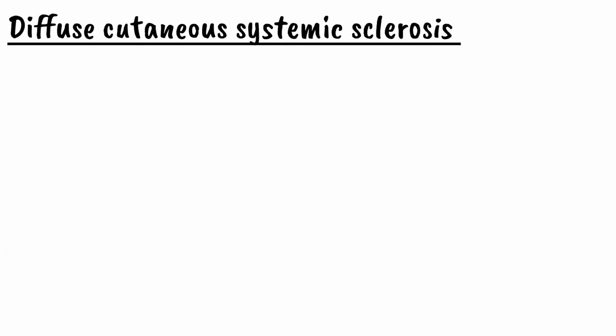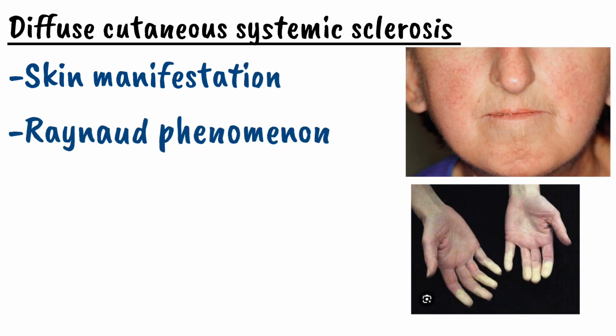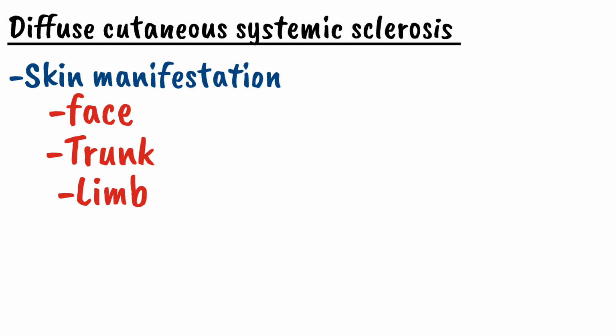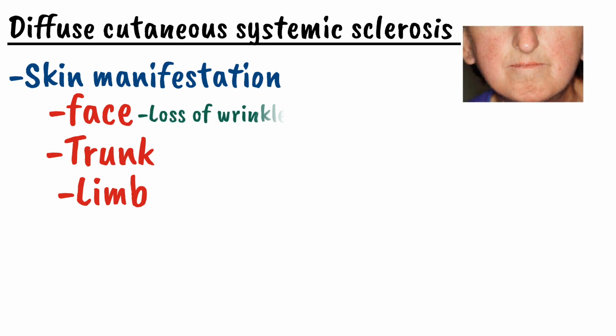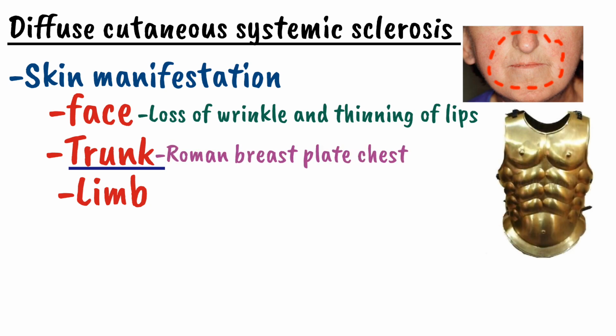In diffuse cutaneous systemic sclerosis, there will be skin manifestation which will be later followed by Raynaud phenomenon. What are the skin manifestations? In the skin manifestation, it will primarily involve the face, trunk and limb. In face, it will cause a thickening of the skin which will lead to a loss of wrinkles and thinning of lips. In trunk, there will be a thickening of chest which is called a Roman breastplate chest.